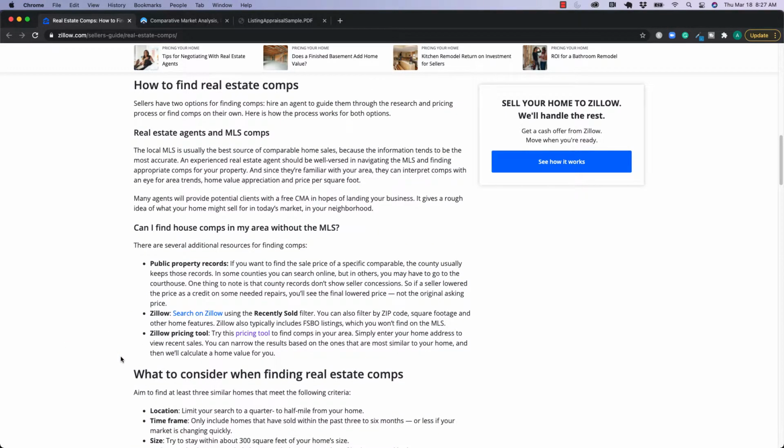And there are several ways you could find real estate comps. There are programmatic ways using APIs, but for simplicity's sake, I'm going to walk you through in the next video how Zillow's pricing tool is a really easy way to get started looking at comps on your own. That way you're not just reliant on your agent or hiring an appraiser.